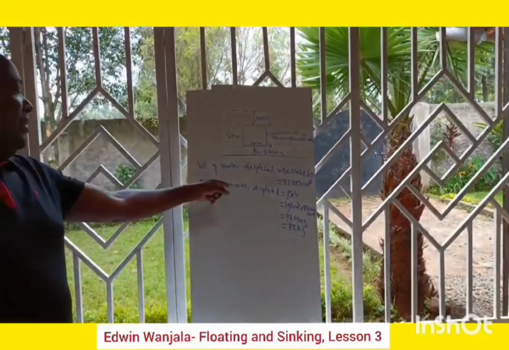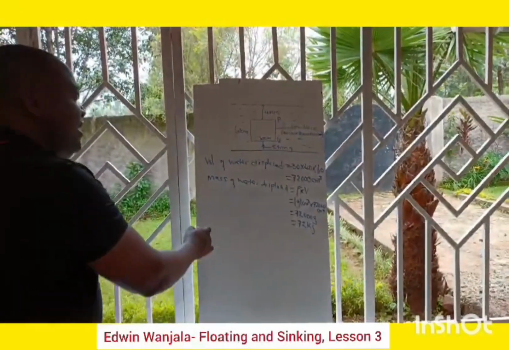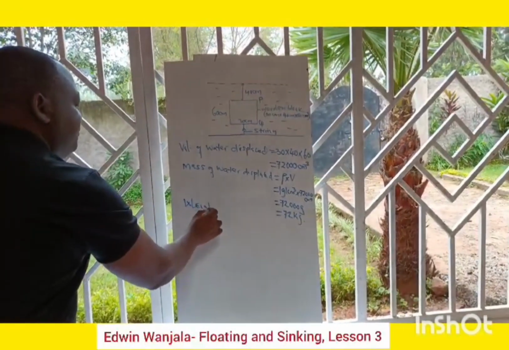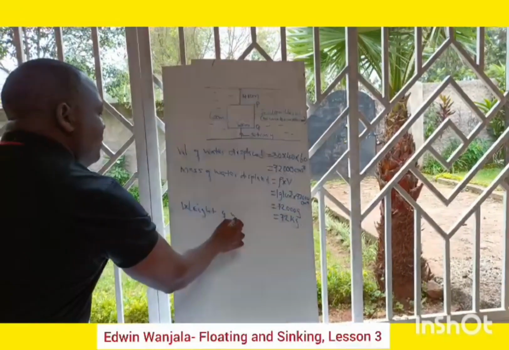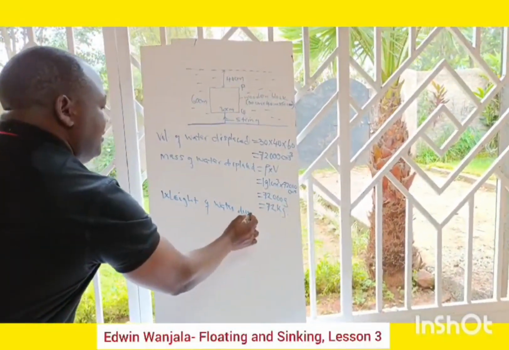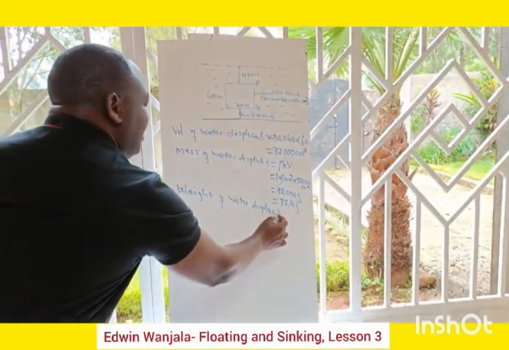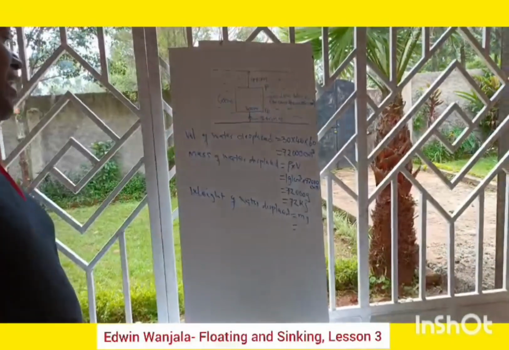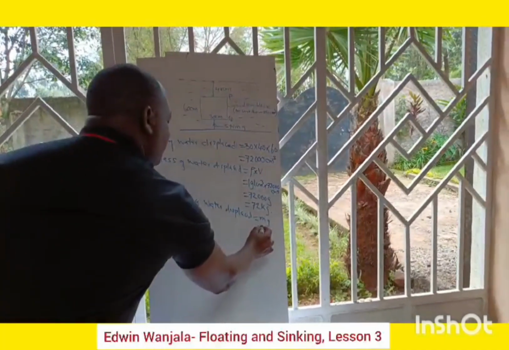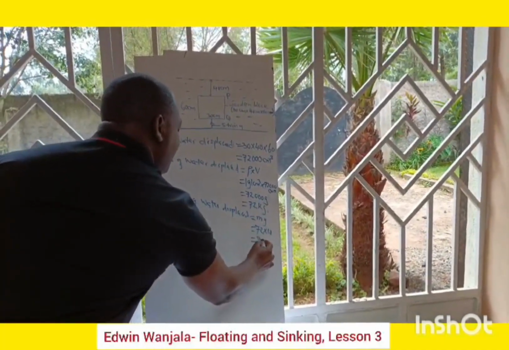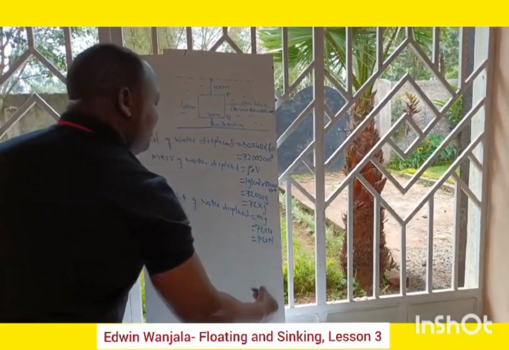Then after getting the mass of the water displaced, we get the weight of the water displaced. And weight is given by mg, mass times the acceleration due to gravity. In this case, it's going to be 72 times 10 to give us 720 newtons.